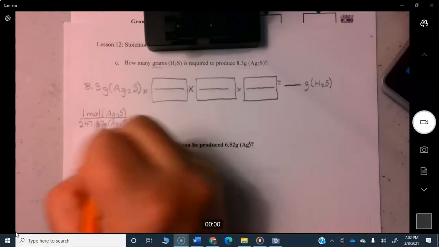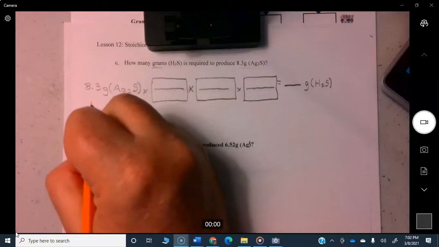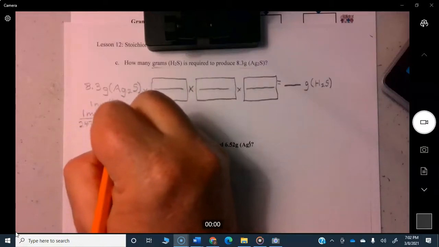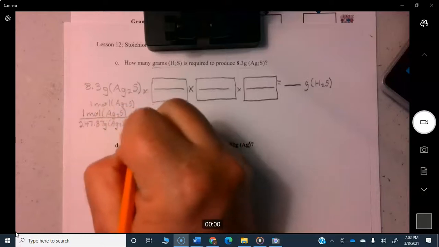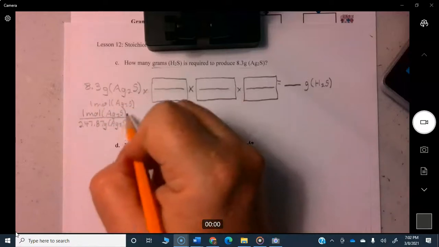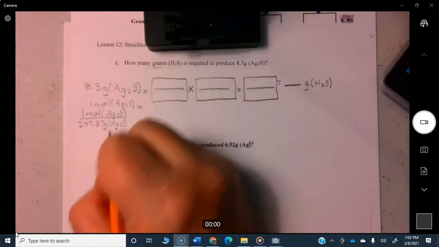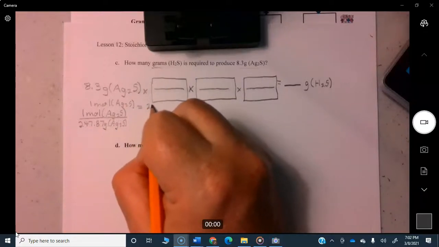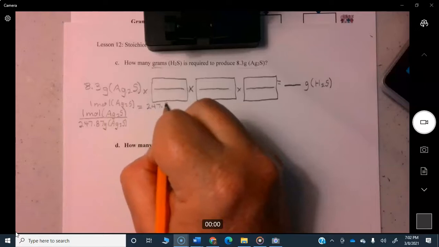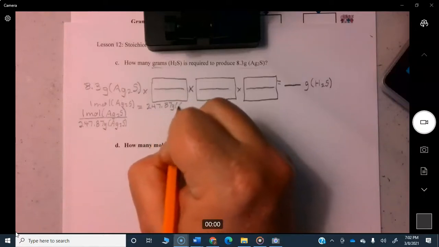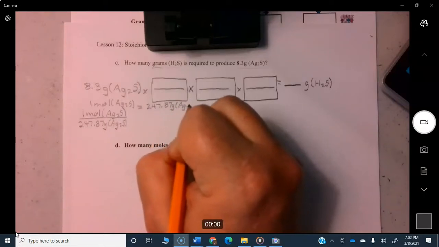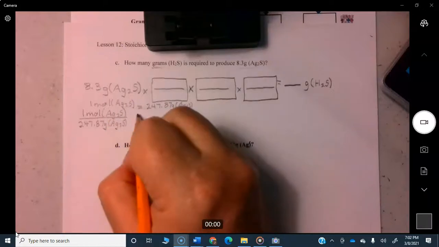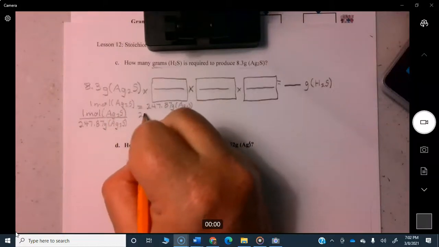Whoops, I didn't write my equation first, so let me do that. But when you get good at this, you'll skip that too, and you'll just go ahead and go straight to the ratios. Okay, so there's the equation, now the ratio, and then we can reverse it and do the other ratio.